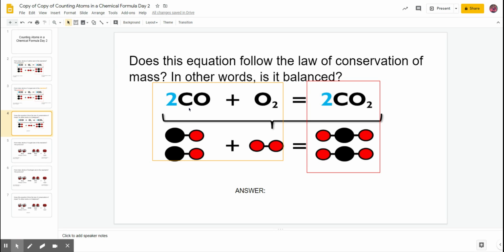I expect things to break apart from their normal compounds, for those bonds to break and new ones to form. What we don't expect is to create or destroy any atoms.